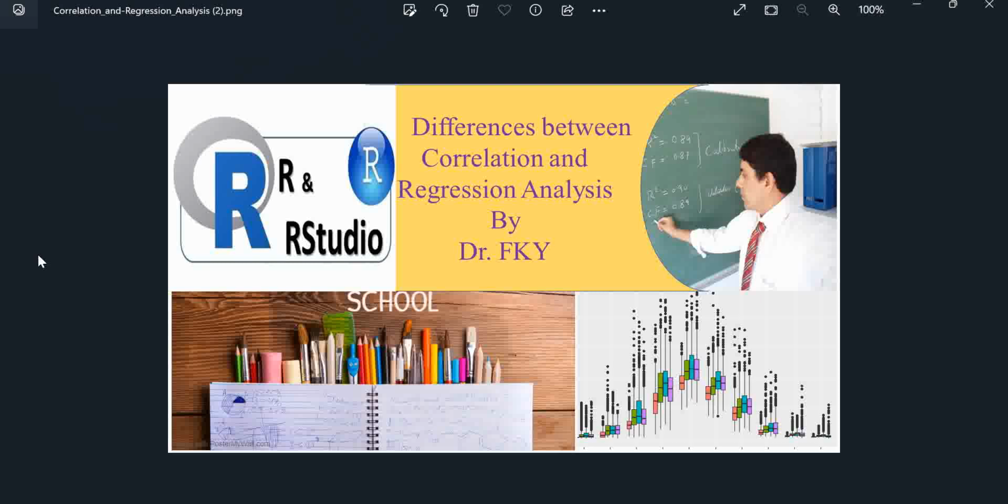You need to deal with different problems by using these concepts. So in this lecture, I have some points, and I would like to explain in which situation you will use correlation analysis and in which situation you will use regression analysis. I hope that this will help you clear your concept. Let's move to the lecture.